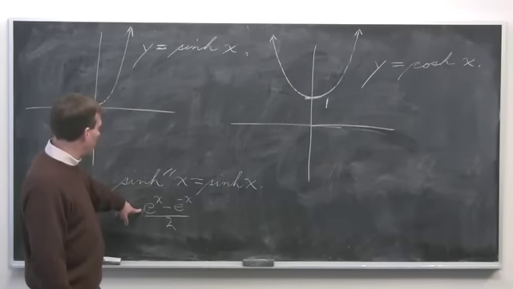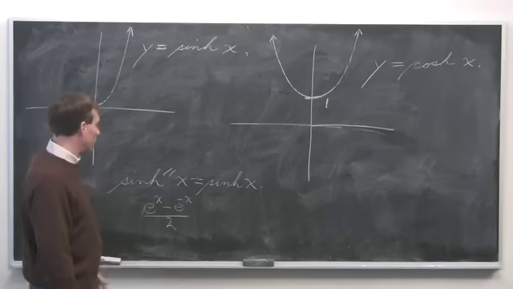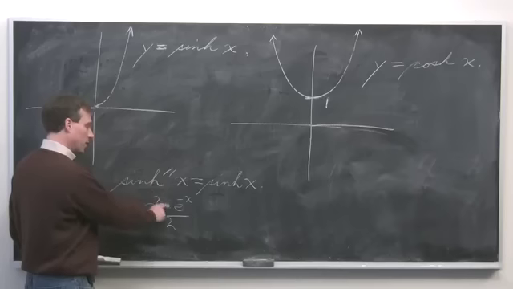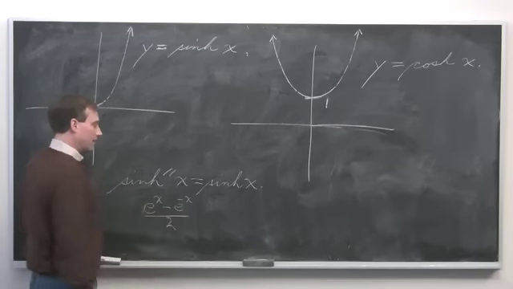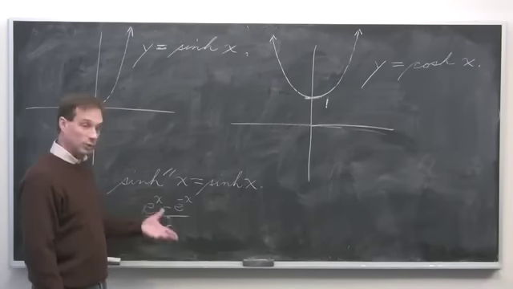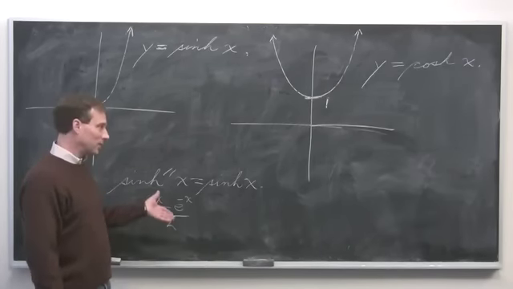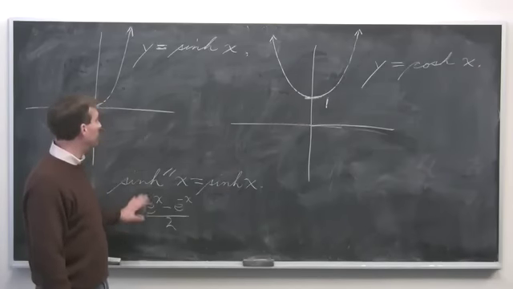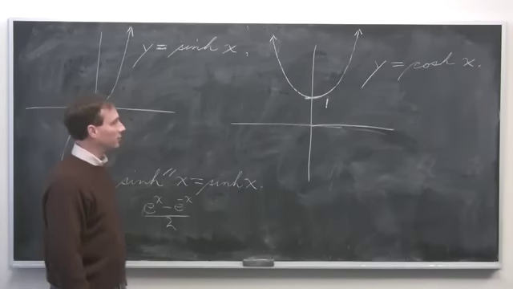But why does this go to infinity as x goes to infinity? As x goes to infinity, certainly we know e to the x goes to infinity. As x goes to infinity, e to the negative x, well, that's 1 over e to the x. As x goes to infinity, this part goes to 0, so we end up with infinity minus 0 over 2. That's infinity over 2, that's infinity. Yes, as x goes to infinity, this goes to infinity. The graph looks like this.